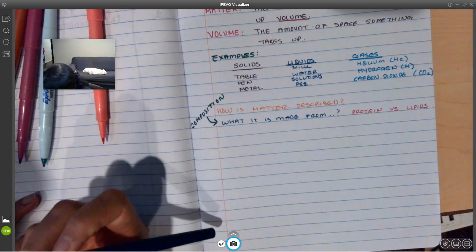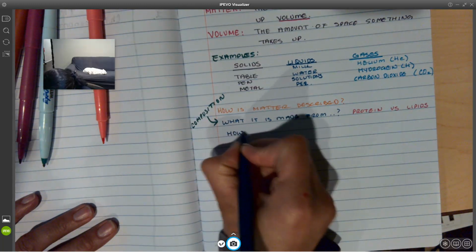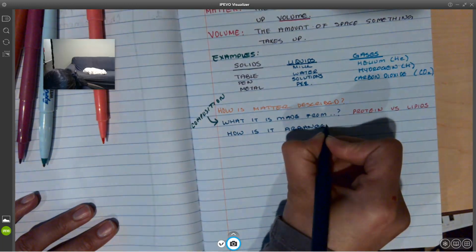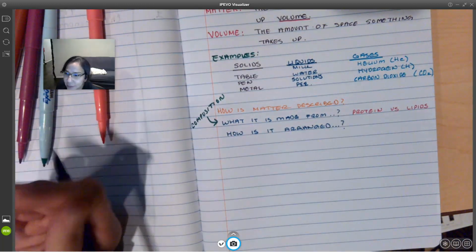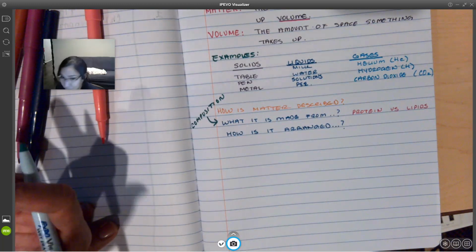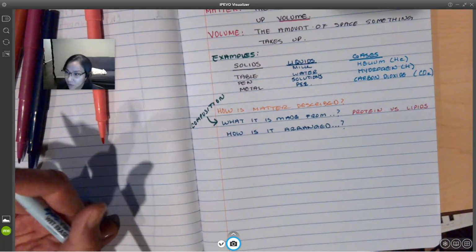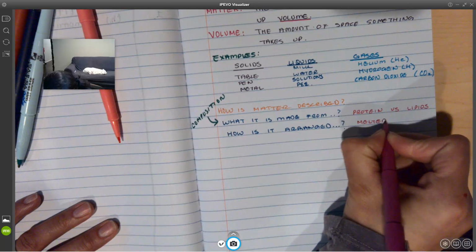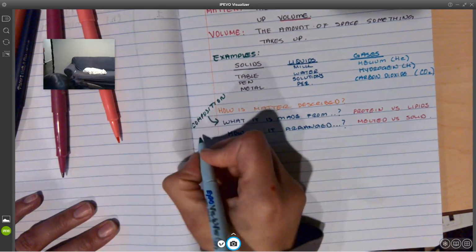Okay. And then the next one is, how is it arranged? In this case, is it melted? Is it a solid? Like gold. Is it a gold bar or is it melted gold? So let's write melted versus solid. And this is called the structure.